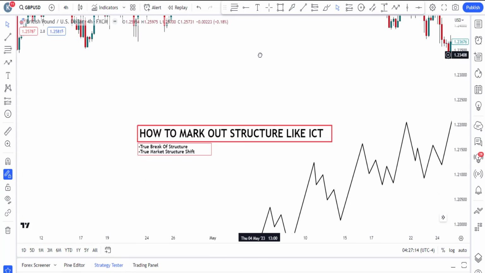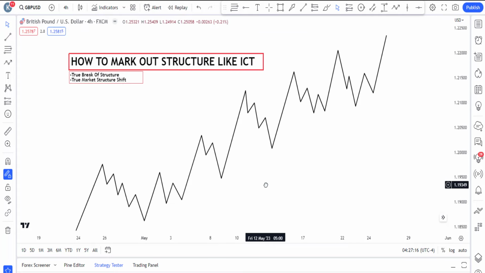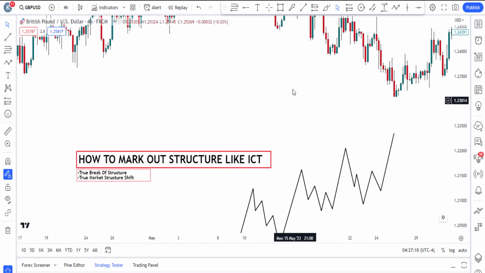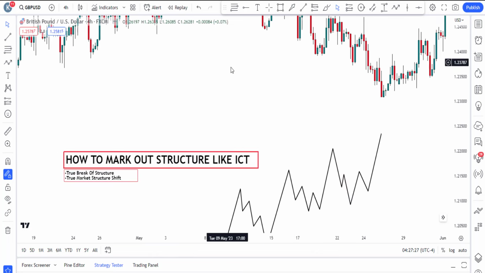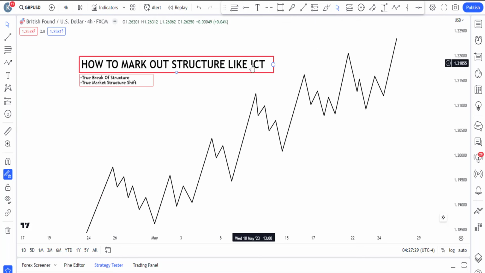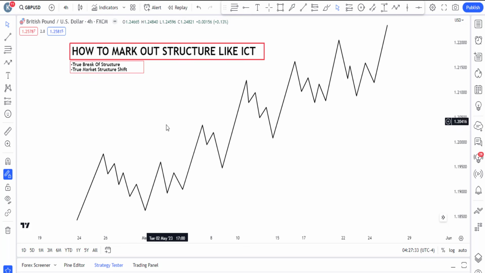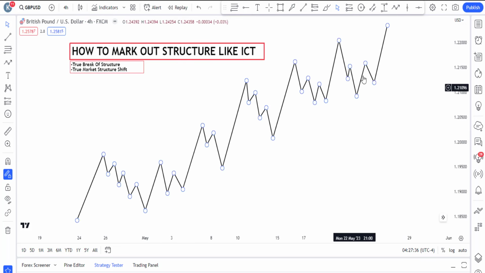Let's start from this sketch and then I'm going to go to the chart and show you everything. I'm not going to jump and look out for somewhere better. We're going to look at recent data and then how we can mark out structure correctly, like the way ICT taught. Okay, so looking at this is an example of market delivery in uptrend.